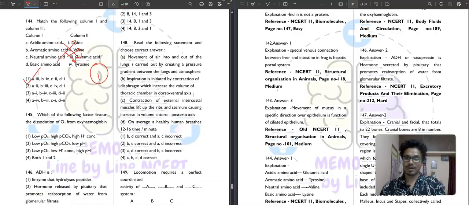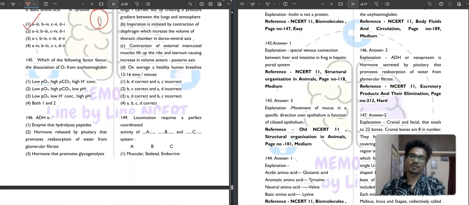Then question number 145. It is saying, which of the following factors favor the dissociation of O2 from oxyhemoglobin? Dissociation of O2 from oxyhemoglobin. So you need to shift the curve to the right side. Okay, so what makes the curve shift to the right side? That is low partial pressure of O2, high partial pressure of CO2 and high H plus concentration. And also you can see that low pH is the same thing. So both are same actually. So the fourth option is your correct answer.